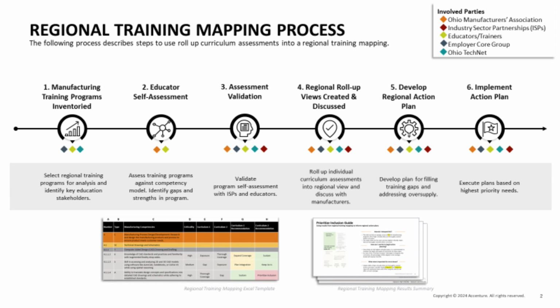Moving to step five, develop regional action plan. Based on the conversation with manufacturers, educators, and ISPs, ISPs will develop a plan for filling training gaps and addressing oversupply. The ISPs and educators will work together to create that action plan. It'll be an iterative process. And then from there, they'll move on to actually implementing the action plan based on highest priority needs, and those will be outlined within the action plan itself. It's up to educators to implement the action plan agreed upon by ISPs.